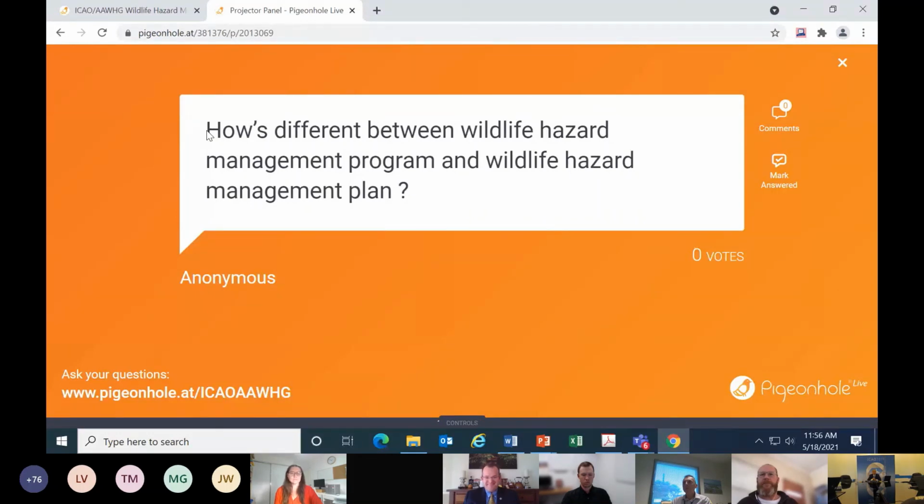Okay, so this is, I think, the difference between wildlife hazard management program and wildlife hazard management plan. What's the difference between the two? I'm happy to jump in there as well, unless everyone's sick of me. Essentially, your plan is your program in a document. So the program is what you do, and the plan documents what you do. They're not two mutually exclusive things. It's really just the plan is your program, in words, if that makes sense.